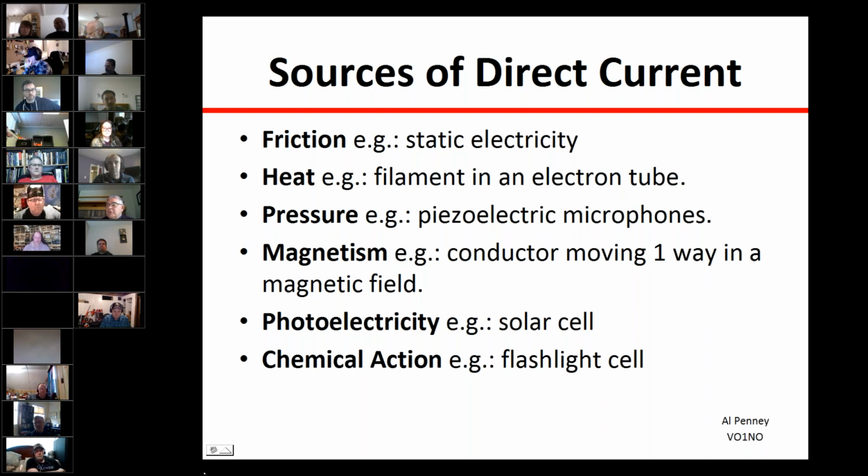We've got photoelectric sources of direct current, a solar cell. A solar cell, when you expose it to sunlight, will generate electricity that's direct current. And of course, the most common one you're probably familiar with is chemical action, and that would come from a flashlight cell, what you would call a battery, although technically it's a cell. So these are all sources of direct current.